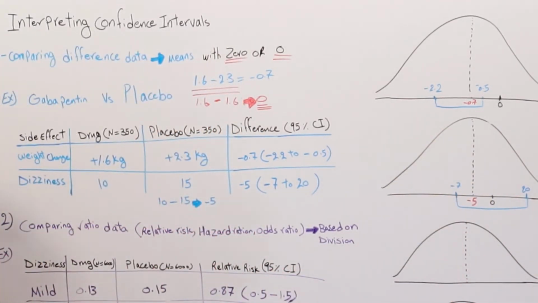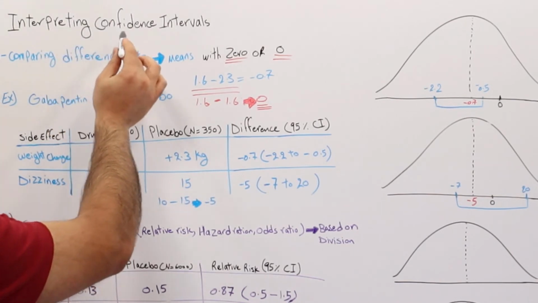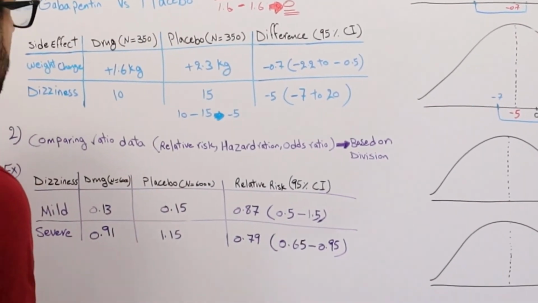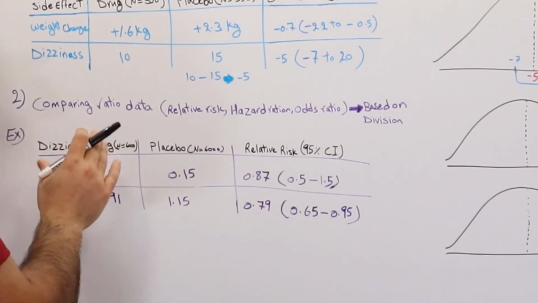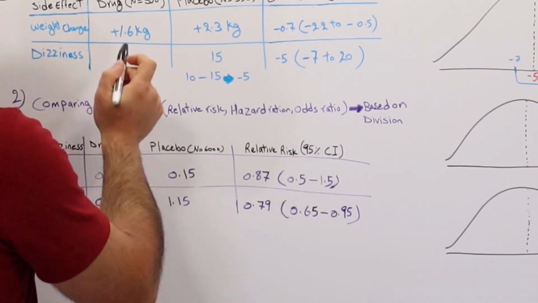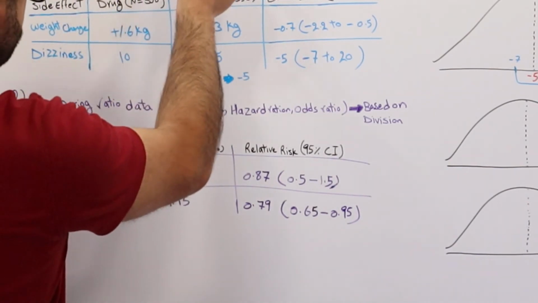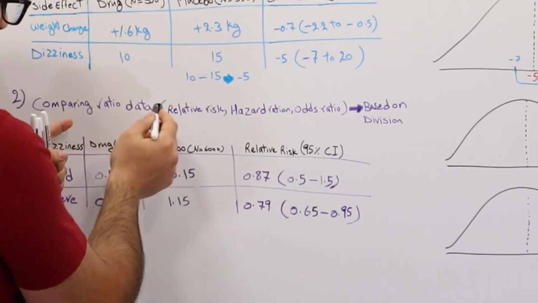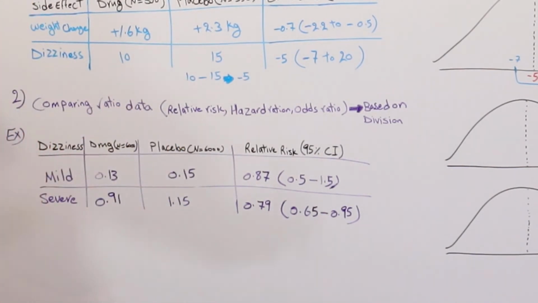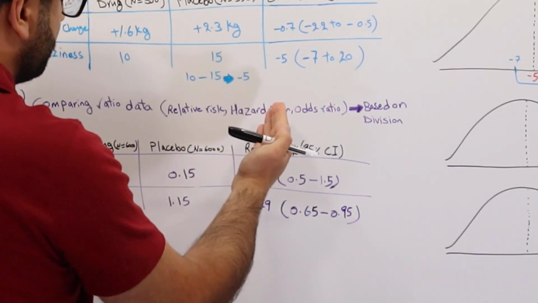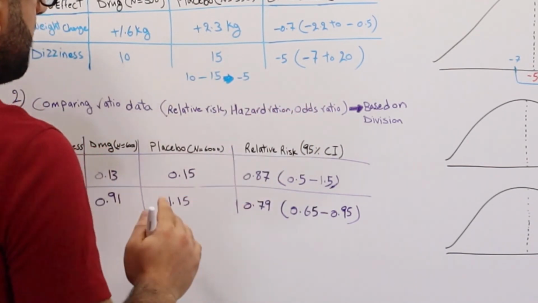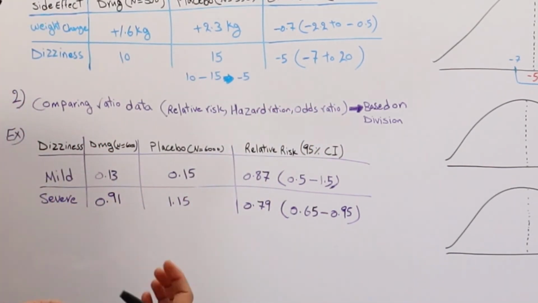Now, let's take the second option when it comes to interpretation of confidence interval. This comes into comparing ratio data. So here we had difference in data, which is mean. Here we have ratio data. Ratio data can include relative risk, hazard ratio, odds ratio. And this is basically based on division.